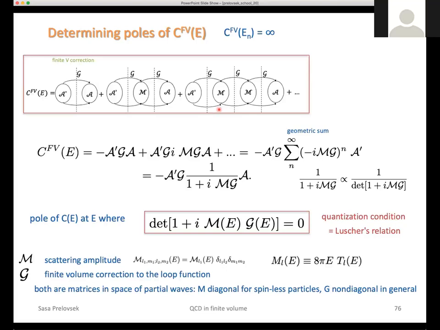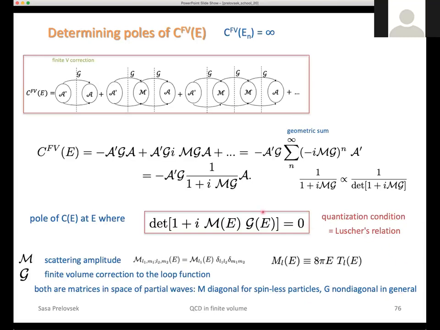Let me mention here that both are matrices in partial waves, but this one is diagonal in partial waves. If we have a scattering of particles without spin, maybe I can tell you why. If you have a scattering of particles without spin, the total angular momentum will be just equal to the orbital momentum, and that's a partial wave. And since orbital momentum is conserved, also the partial wave is conserved for spinless scattering. So this scattering matrix, the infinite volume scattering matrix, will be diagonal. Okay, unfortunately this G turns out to also have some non-diagonal elements. This is because the symmetry of the infinite volume is not the same as the symmetry of the finite volume box.